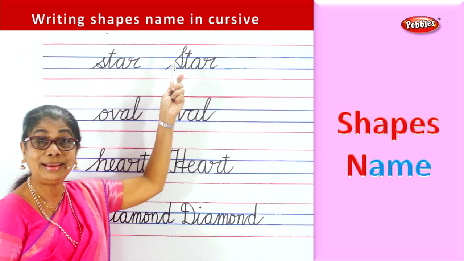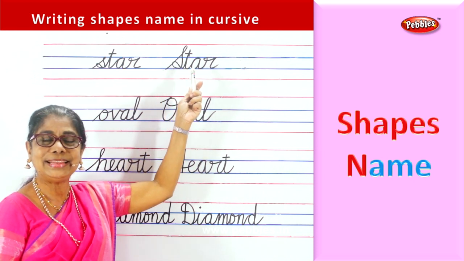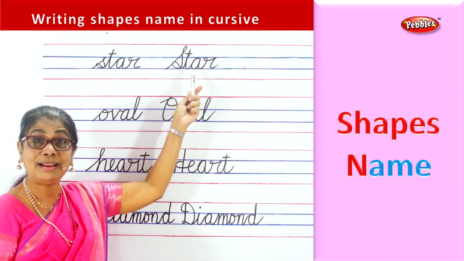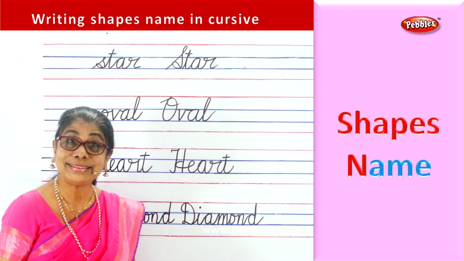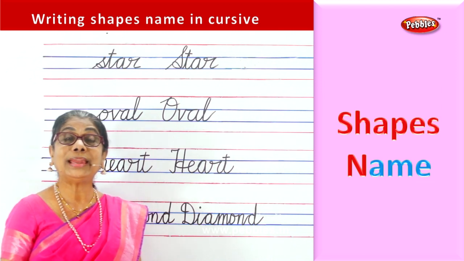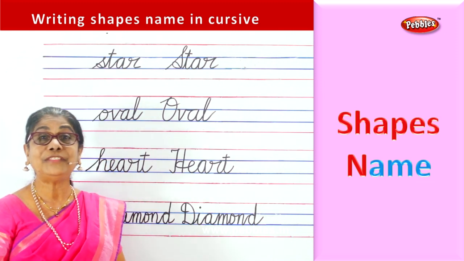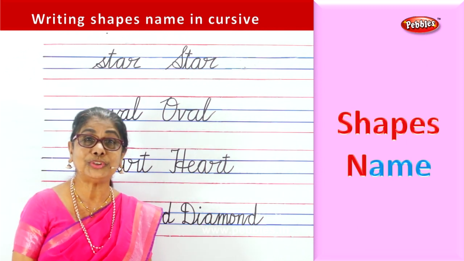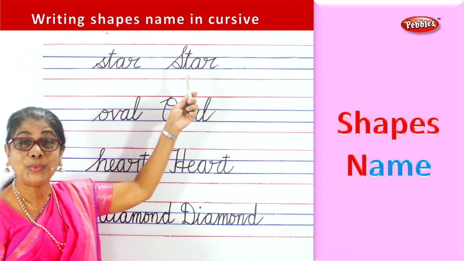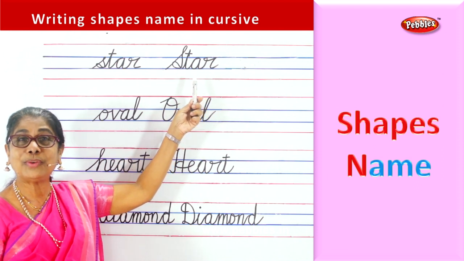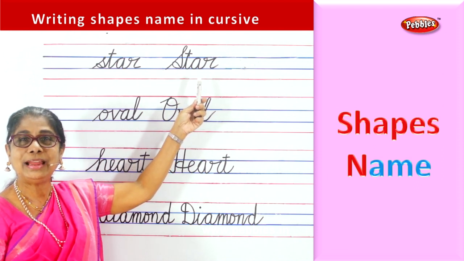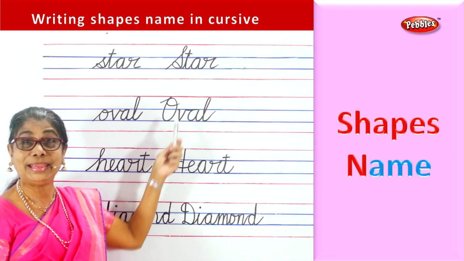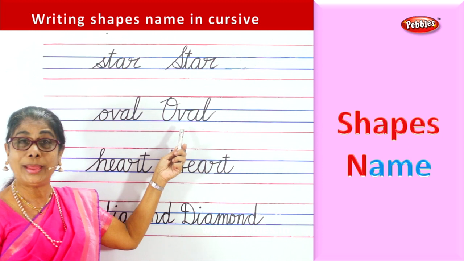Spell. First one, star. S-T-A-R, star. Where do you see a star? You can hang a star at the door. You have seen a starfish too. Yes, good. When does your teacher give you a star? When you write well. When you write neatly, teacher puts a big red star in your notebook and you're very happy. Next, oval.